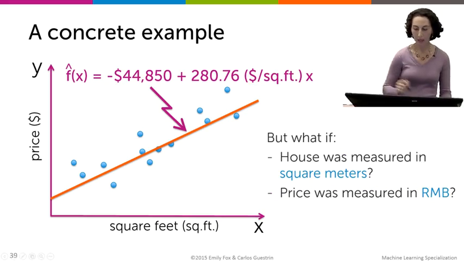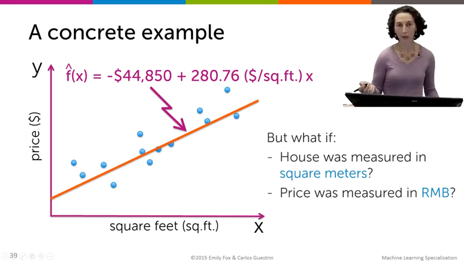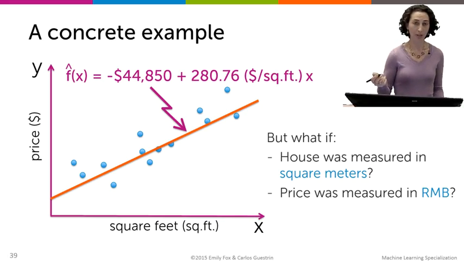Which is great. But what if the house was measured in square meters instead of square feet? Well, clearly I can't just plug into that equation. And likewise, what if the price was measured in Chinese yuan instead of in US dollars? Again, can't just plug into that equation. So when I think about the magnitude, it only has meaning in terms of the units that I've used for my input and output.